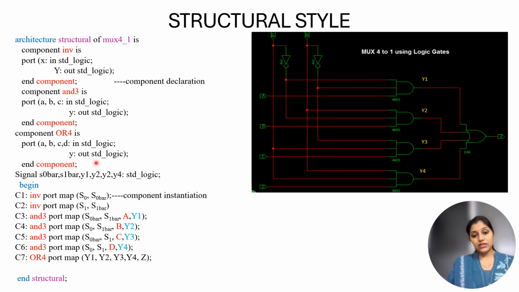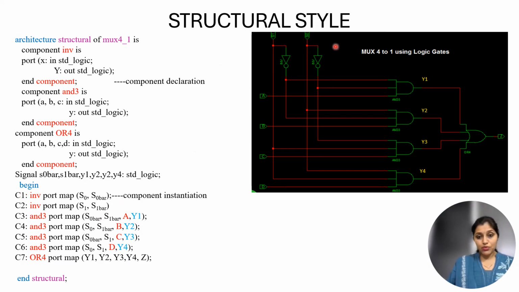Now the next part: in the entity, what do we define? External inputs and external outputs. But here we have intermediate wires Y1, Y2, Y3, Y4, and also the outputs of these two inverters, S0 bar and S1 bar. So we must define them as signals. Signal S0 bar, S1 bar, Y1, Y2, Y3 and Y4, and their data type is std_logic. Begin.